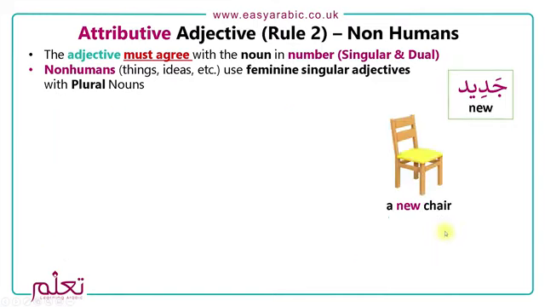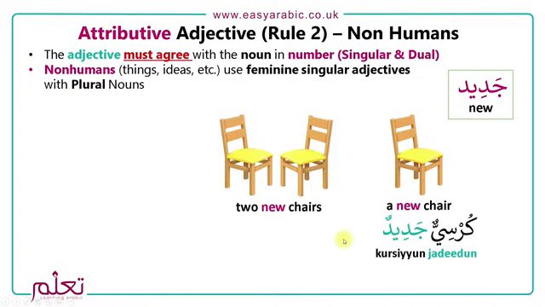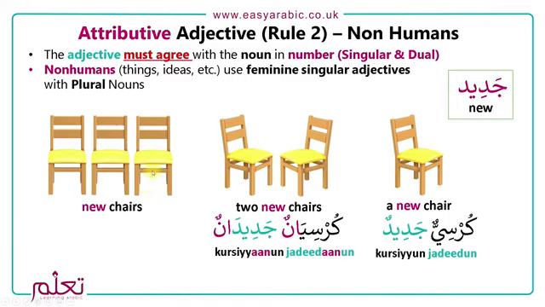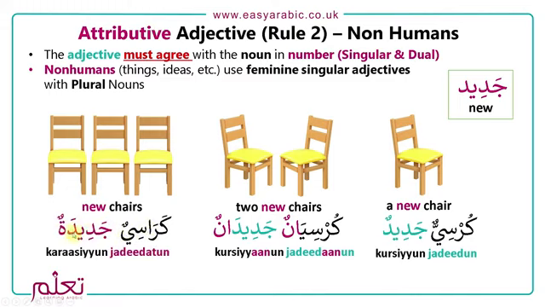Next, another one. A new chair. Chair is kursi. So jadid, it'll be kursiyun jadidun. Two new chairs will be kursiyanun jadidanun. And new chairs, the plural for kursi is karasi, so karasiyun jadidatun. So this is always the feminine singular adjective when we use it with plurals.